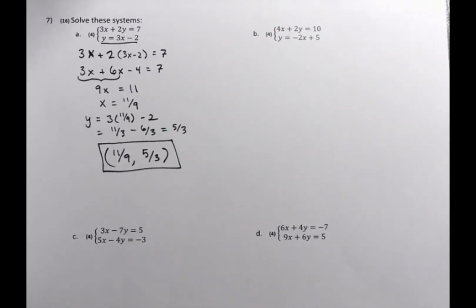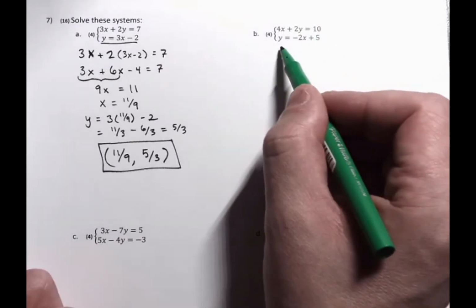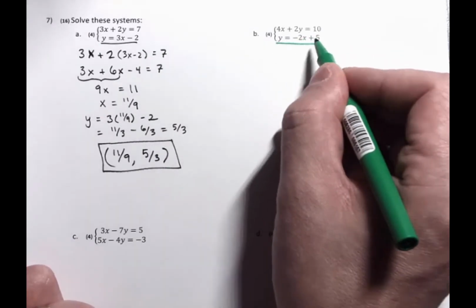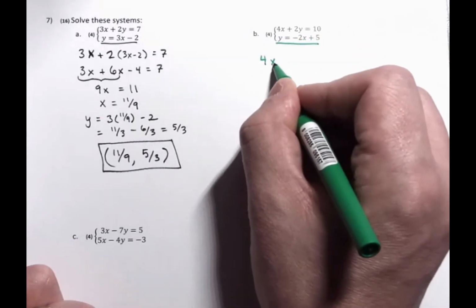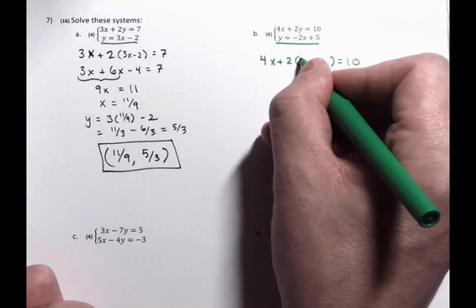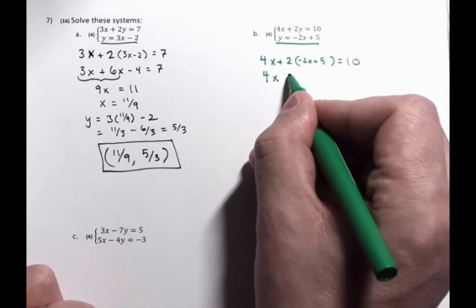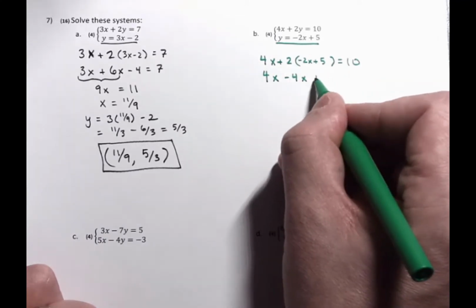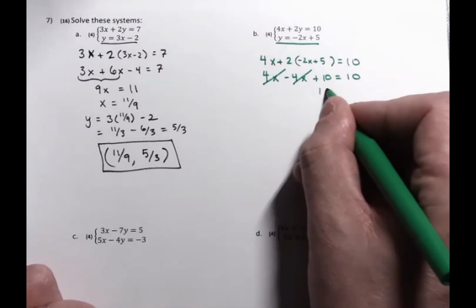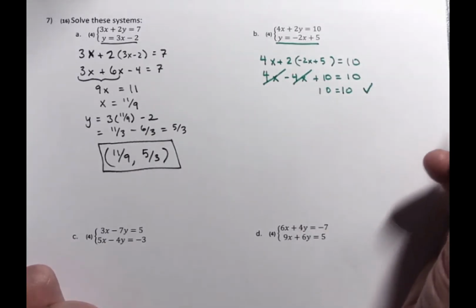For the second problem, we have 4x plus 2y equals 10 and y equals negative 2x plus 5. This problem also looks like a substitution problem, so let's attempt it. 4x plus 2 times y is equal to 10, but y, of course, is negative 2x plus 5. Distributing, 4x minus 4x plus 10 equals 10. Canceling out the 4x's yields 10 equals 10, which is an identity, right? 10 is always equal to 10.